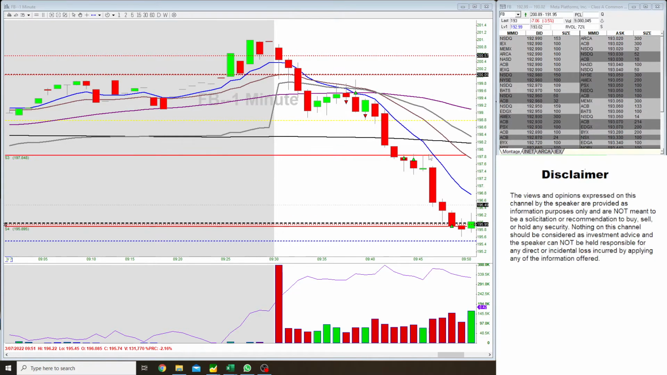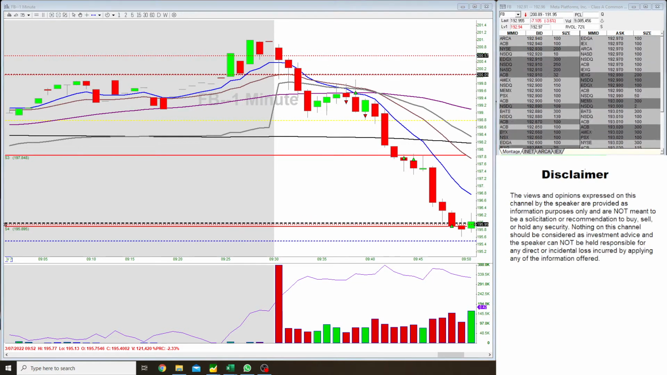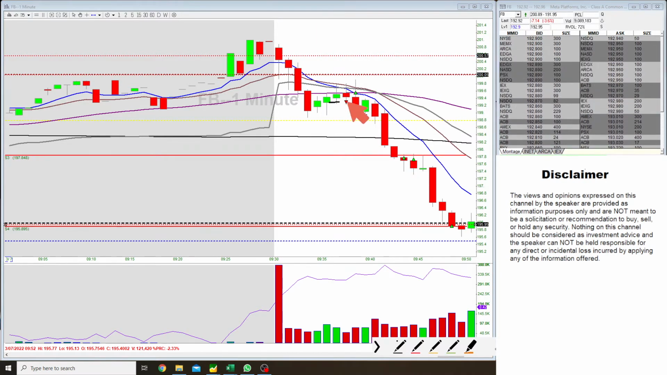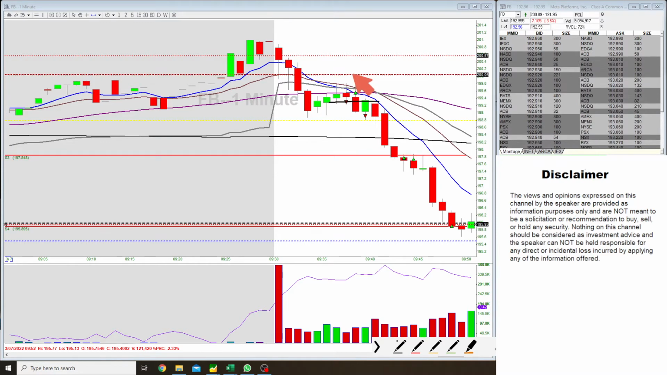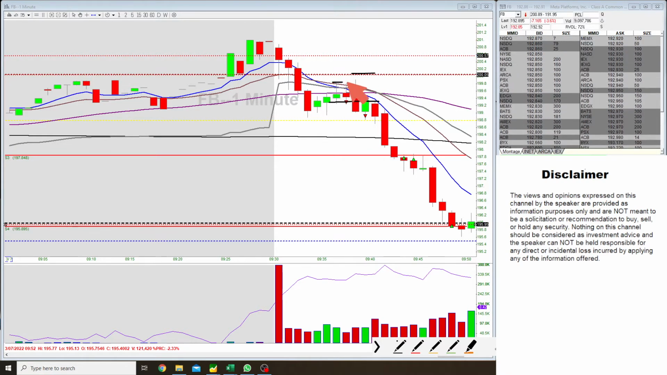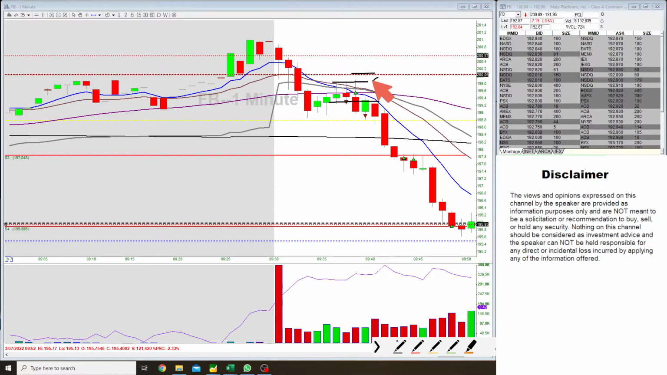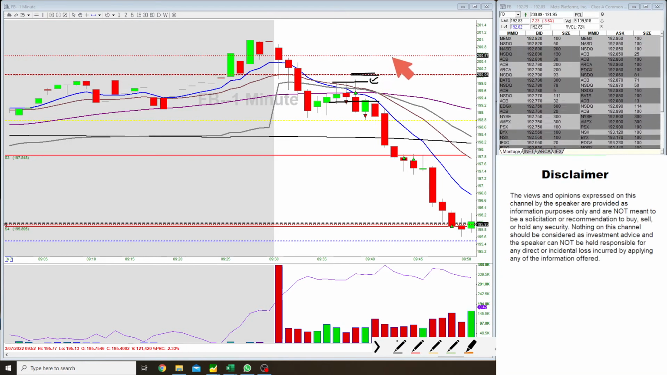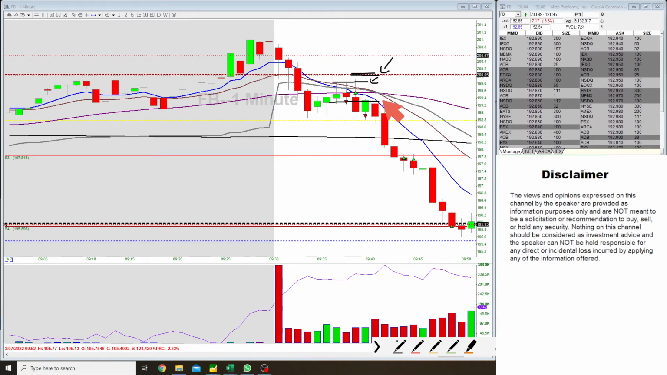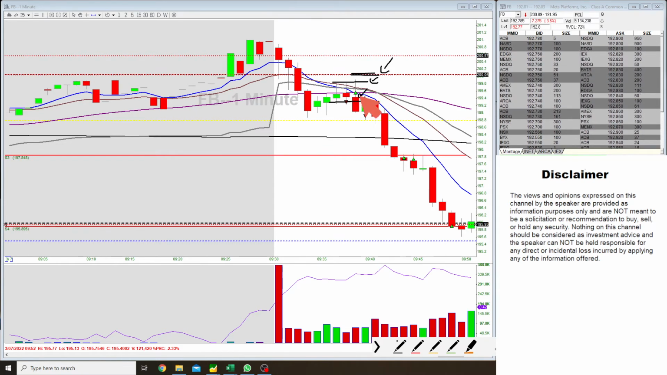So I gave it one try once I saw this red candle. I gave it one try at this level over here. But the problem here was that my stop was below this $200. So I had a stop around here, 199.84. So that was my mistake. My stop should have been above this level over here, because that's the technical breakdown that I was playing. So that's my mistake number one, and that's why I got out of the trade, right?